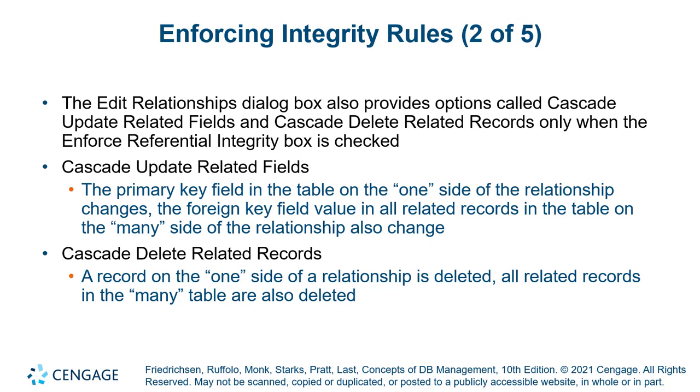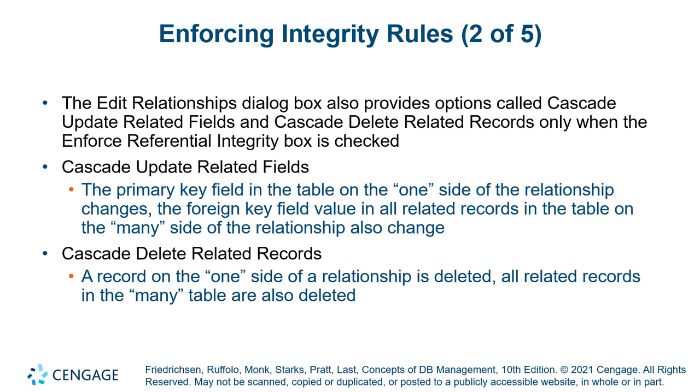So again, cascade update related fields. When you change something on the one side of the relationship, essentially the primary key, it automatically cascades to the related table that has a foreign key and updates those records as well. Same with cascading deleted related records. When you delete a record on the one side of the relationship, the primary key, all related records in the foreign key are also deleted. But again, you can only do that if you're enforcing referential integrity.